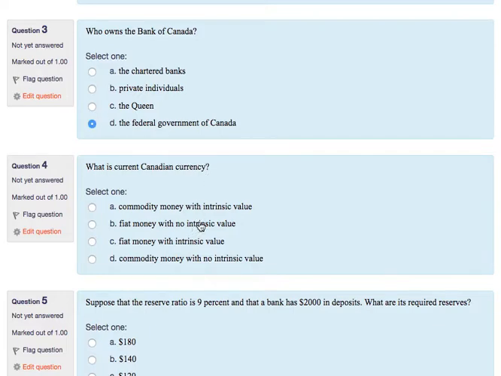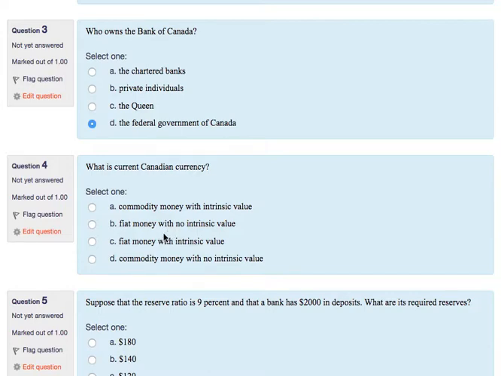What is current Canadian currency? So in this class, we've seen two different types of currency. In the past, we had what we call commodity money, which was using gold or different commodities as currency, and it had a certain level of intrinsic value. Fiat money, which is this paper bill that we say has value, but if people weren't going to accept it anymore, a $20 bill does not have that much value.